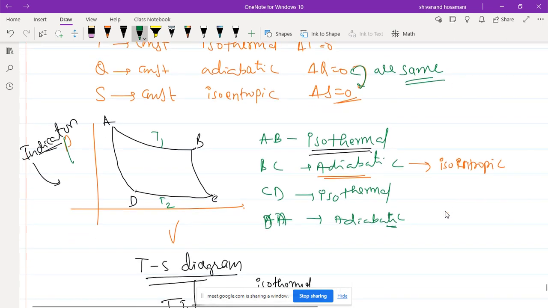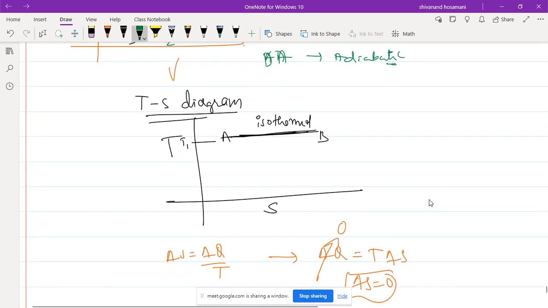Isoentropic means S is constant. Therefore from B to C, S is constant. So I can read it, S is constant here. A straight line comes. The temperature changes, but if we took T1 for this one, then this temperature is T2. That is up to A, B to C.